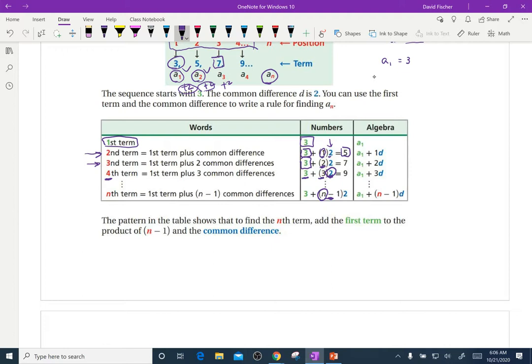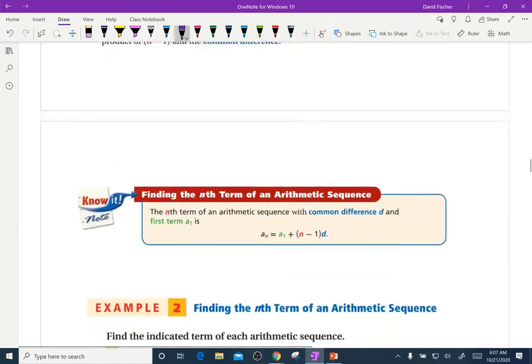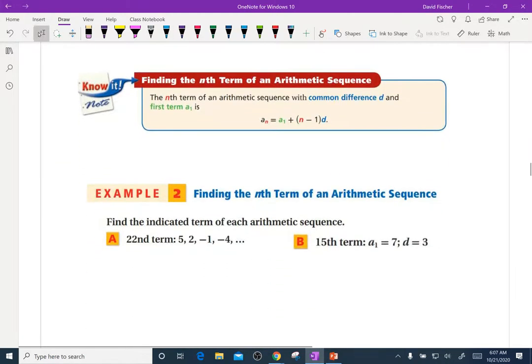I know this is a little confusing. So here's the way this works. Please write these notes. Here's our rule. Let's write some notes here for what this means. This guy right here, a sub n, that's the number position you want. These are very important notes to take. A sub 1 means first number in our sequence.